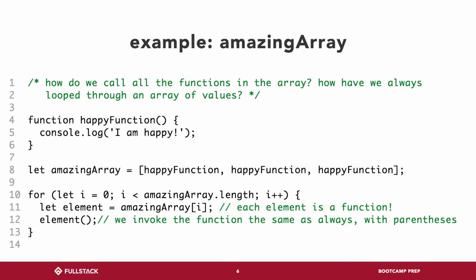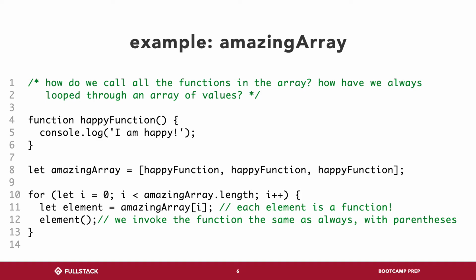Wait, so why couldn't we say amazing array of i? I mean, you could, but it's just an extra step. Do we need to return element in that problem? You don't need to return because this for loop is not even in a function, so it wouldn't really matter.